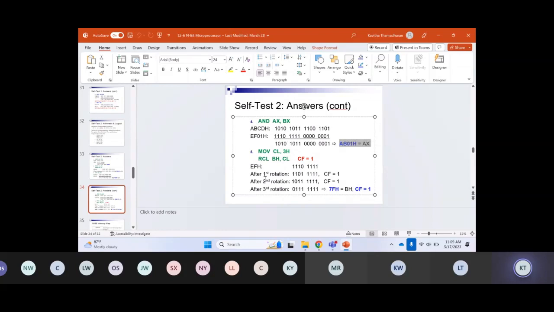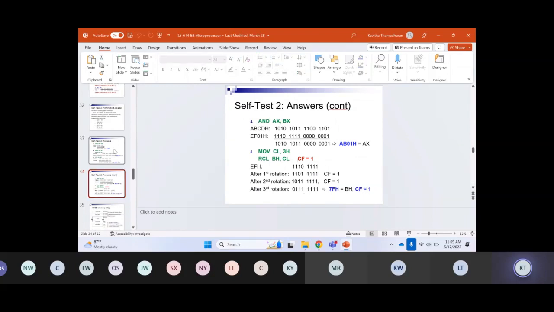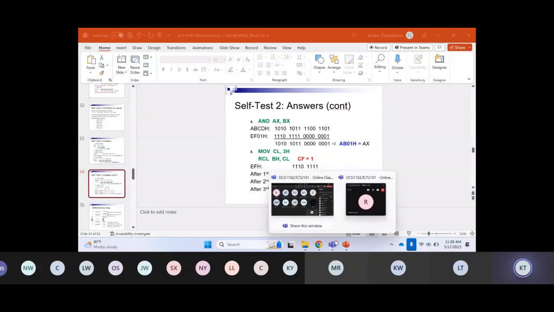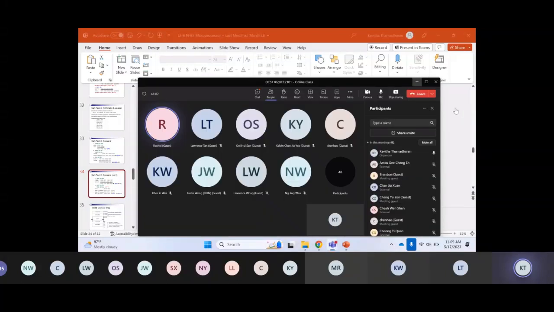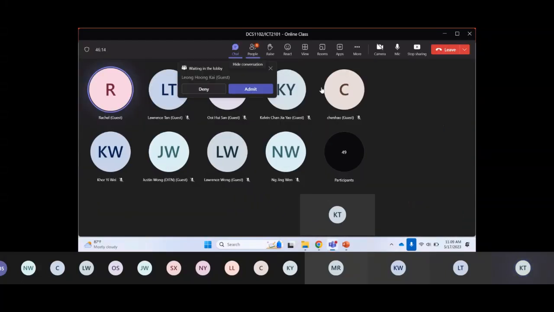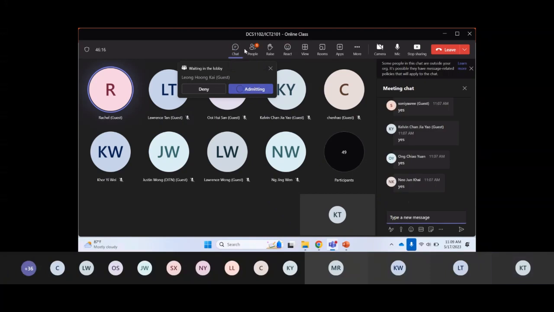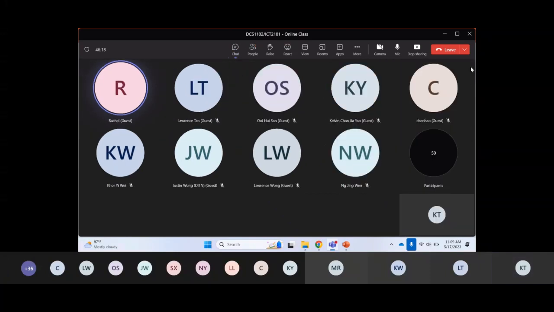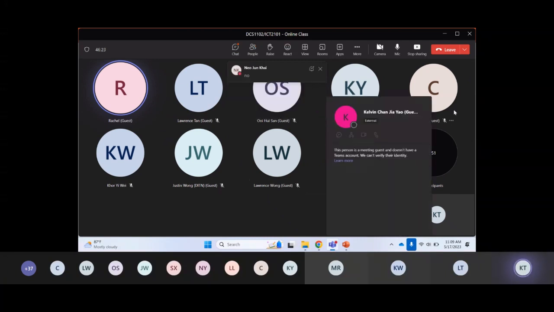Then you can see the next one, you rotate through carry left. For this case, you need to set the carry flag as 1. Then you rotate 3 times and you get 7F, and you can see your carry flag is also still 1. Okay, so any question about self-test 2? Do you have any questions about self-test 2?